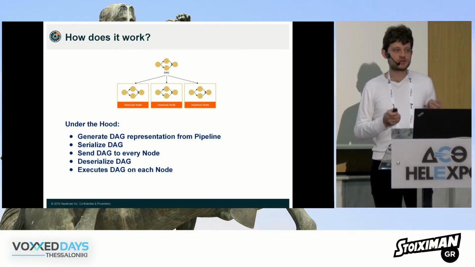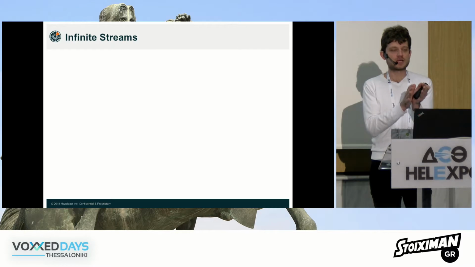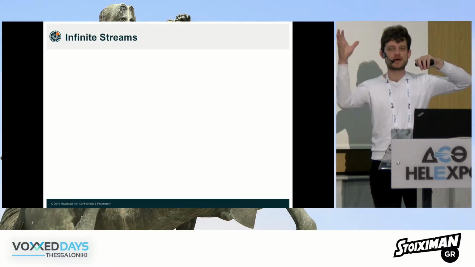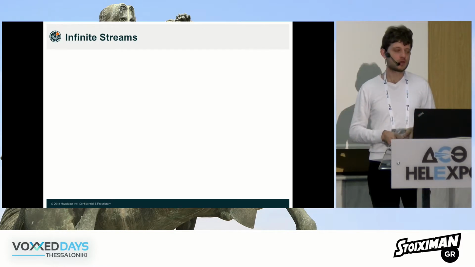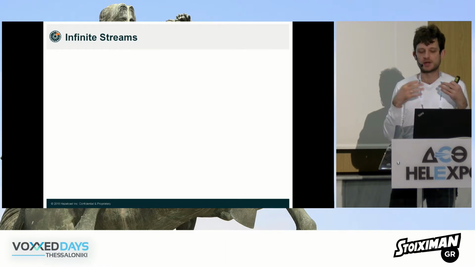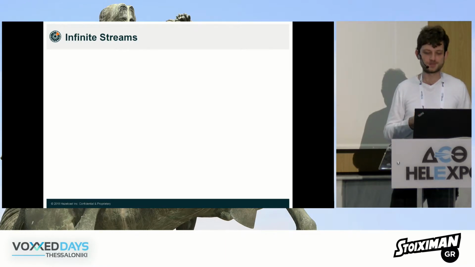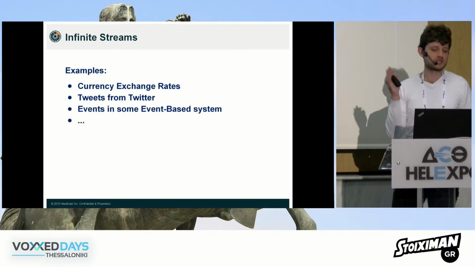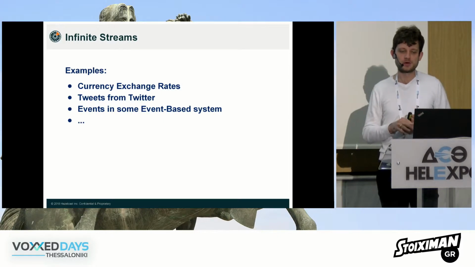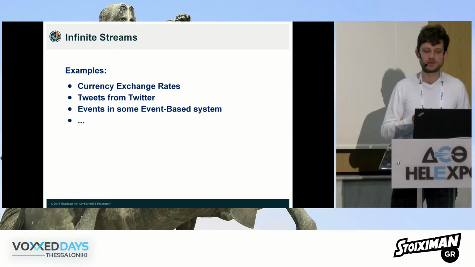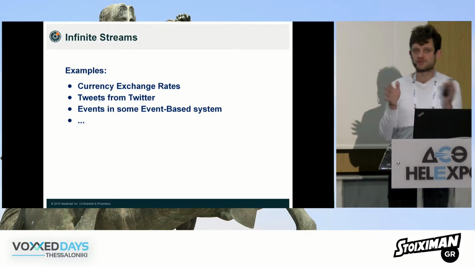So far, what we've seen in the first example was kind of a batch job. Here we had an input, which is a set of books. We send a batch job, it's executed. But the most common scenario in stream processing is actually when we have real-time data coming. For example, we can have an infinite stream of currency exchange rates coming all the time, or tweets from Twitter, which we will see in the second example, or some events from an event-based system, or you probably can think of many more.